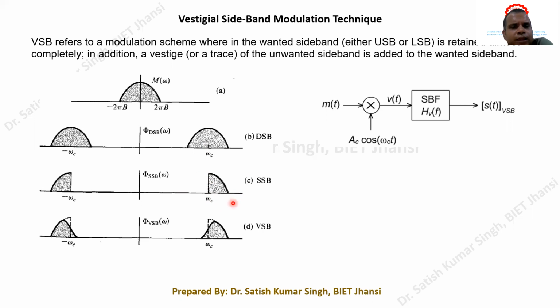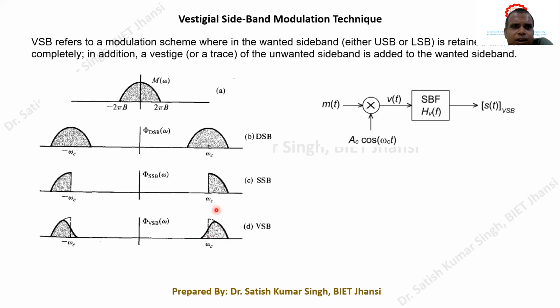This is done by choosing an appropriate filter or a particular generation method for the SSBSC signal. In the VSBSC case, we are not completely removing one of the sidebands. Instead, we are almost retaining one of the sidebands, and a part of the other sideband is also retained while transmitting the signal.